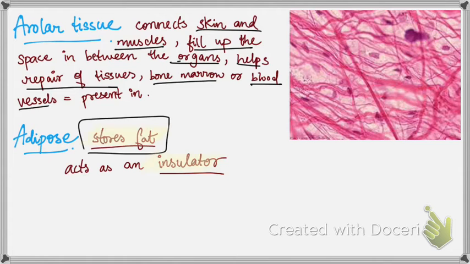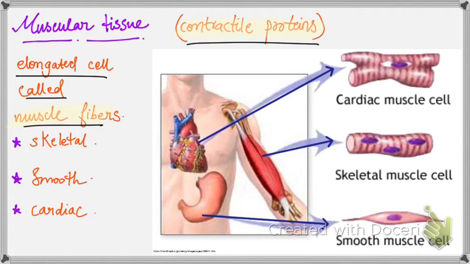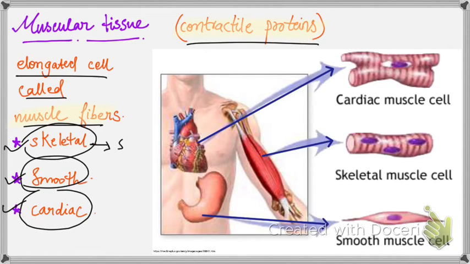Now we have the topic of muscular tissues. These are elongated cells called muscle fibers, and these fibers have a special type of protein, that is contractile proteins. Under muscular tissue we have striated muscles, smooth muscles, and cardiac muscles. In the striated muscles you have light and dark striations or light and dark bands on the muscular tissues, so we call them striated muscles.